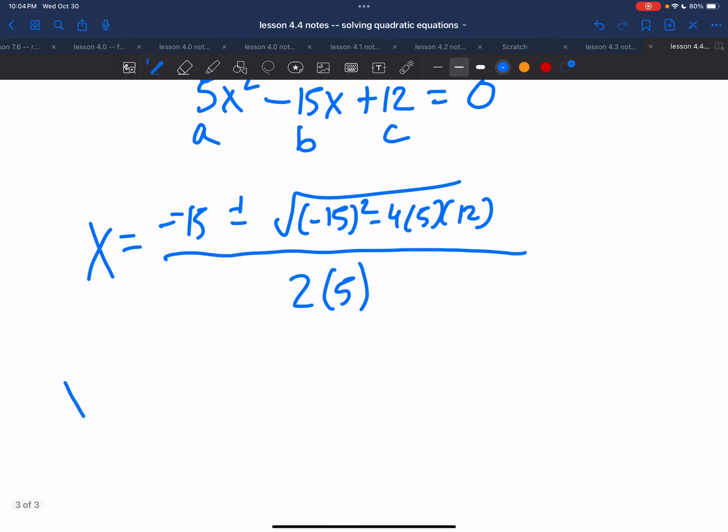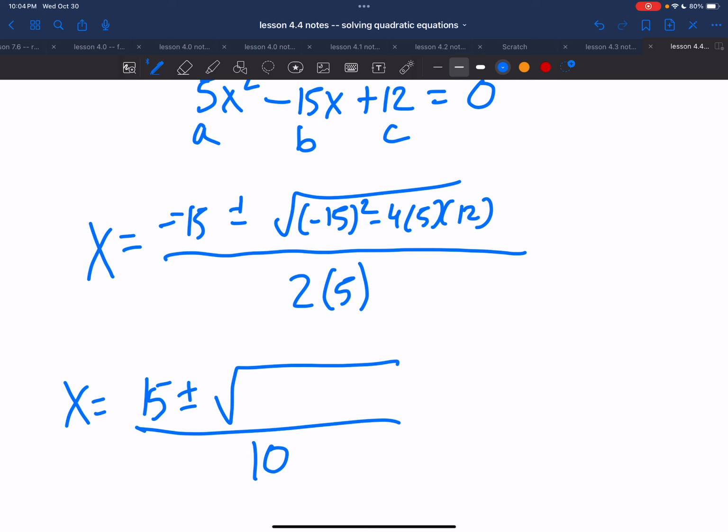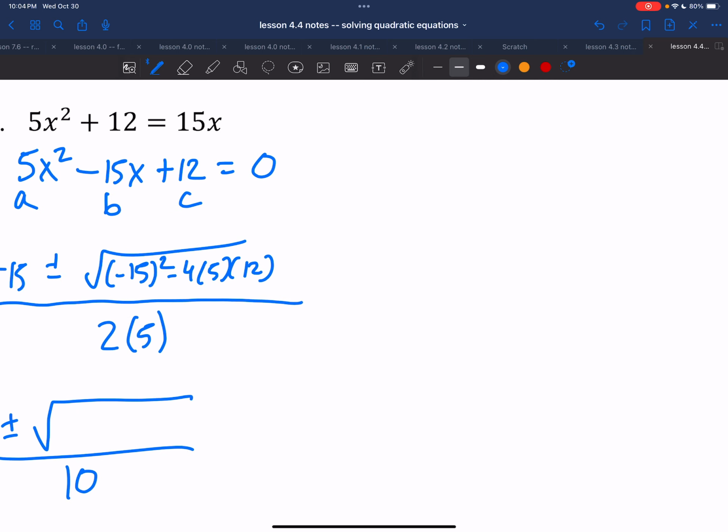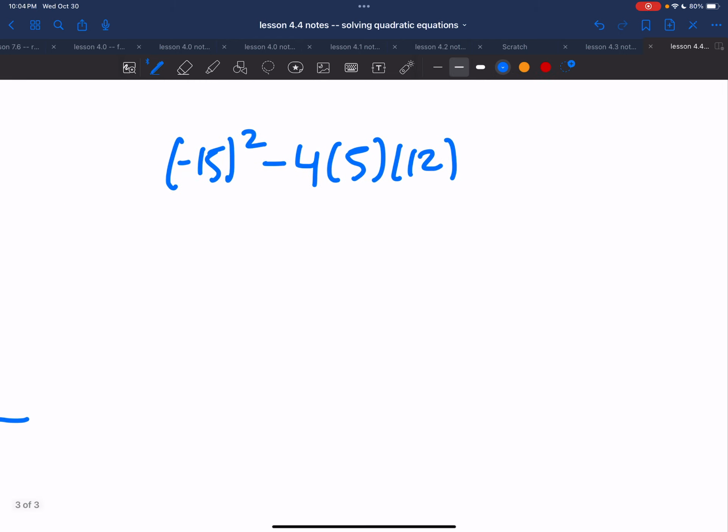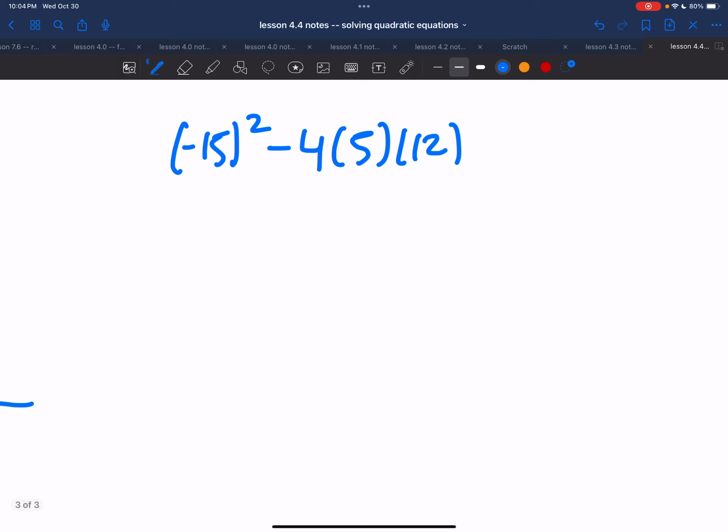So let's just do our simplification here. Double negative 15, so that's 15 plus or minus the square root of some number, and then 2 times 5 is 10. And so we got to simplify this number, right? So what you got here is negative 15 squared minus 4 times 5 times 12. Now, let me show you the boring way to do this. Here is the boring way. 15 times 15 is 225 minus, this is 20.